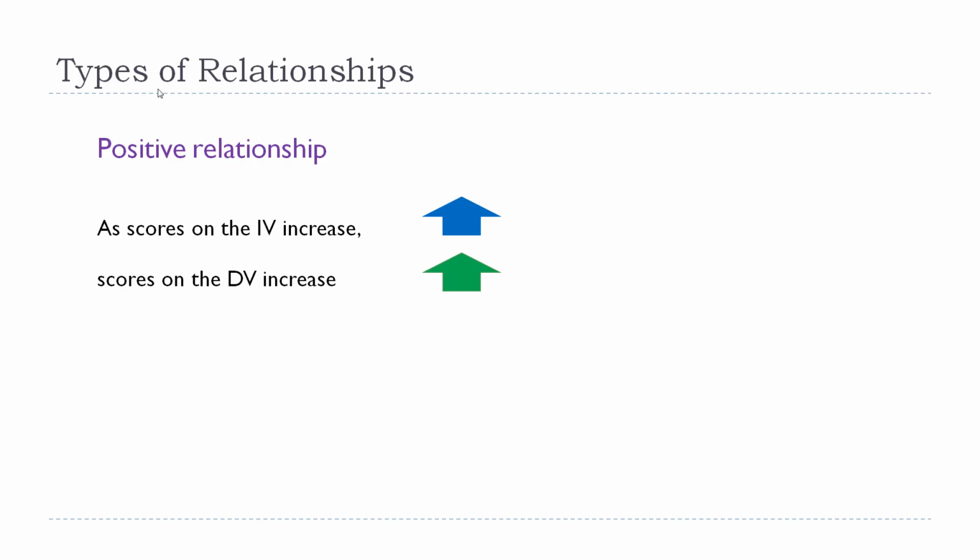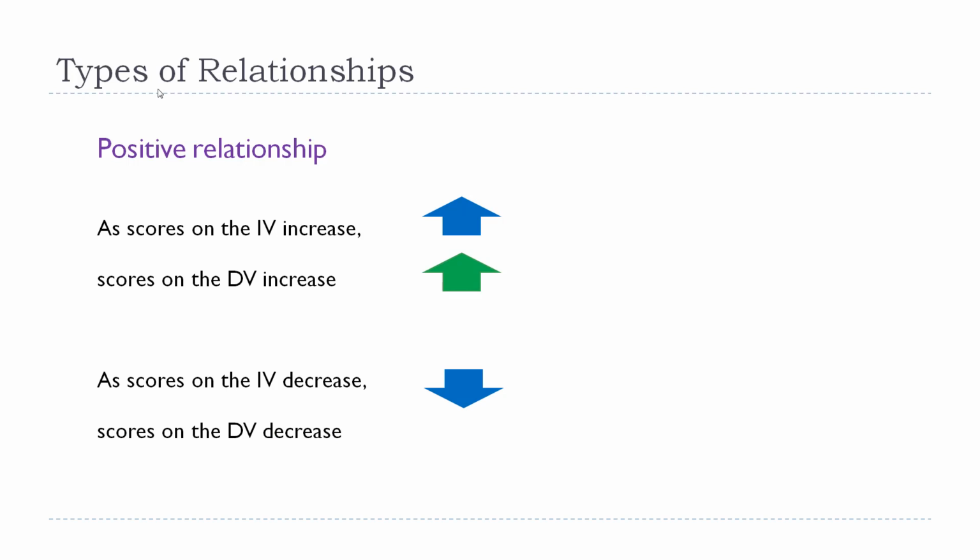But, and this is where it might get a little tricky, so please pay attention. A positive relationship can also be where as scores on the independent variable decrease, so they're going down instead of up, but the scores on the dependent variable are also decreasing. So they're going down as well. Now notice in both these cases, the two variables are going in the same direction. So it doesn't matter what that direction is. If they're going in the same direction, then that's a positive relationship.